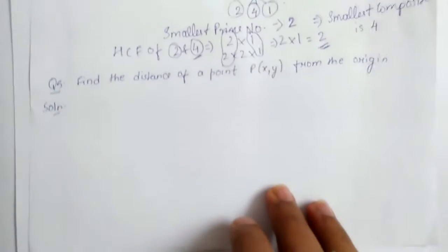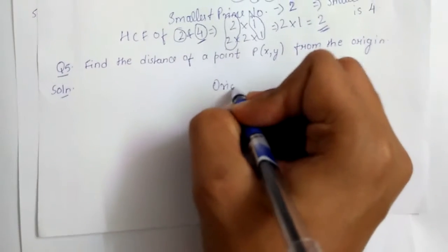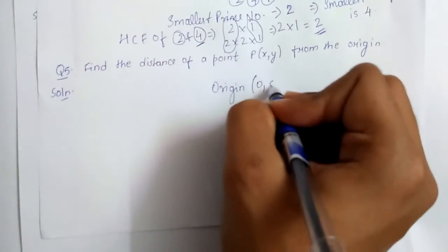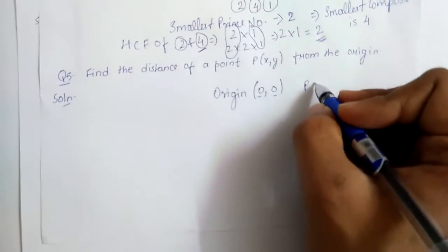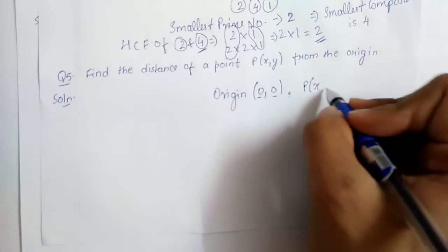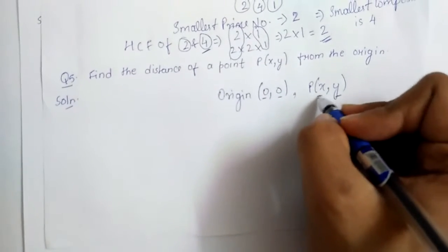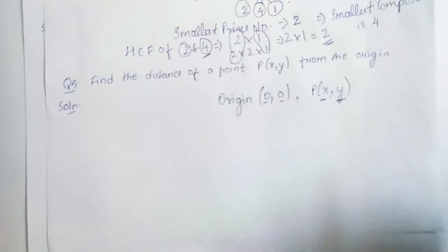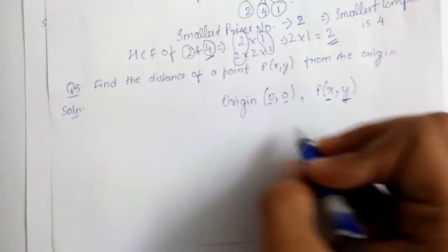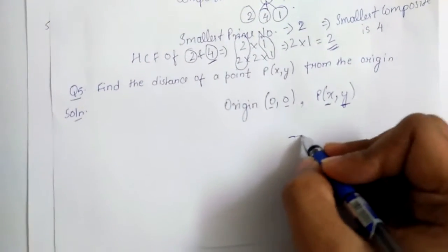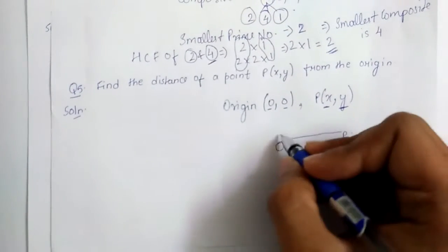The other question is, find the distance of a point P(x, y) from the origin. Origin means 0, 0, where the x coordinate as well as the y coordinate are both 0. We need to find the distance to a point x, y, which has a particular distance x on the x-axis and y on the y-axis. So we need to find the distance from the origin to the point P. Let's suppose there is a line; this is our origin and this is point P. We need to find this distance.